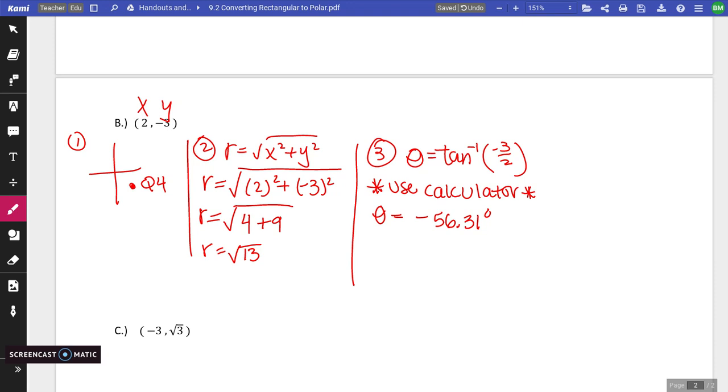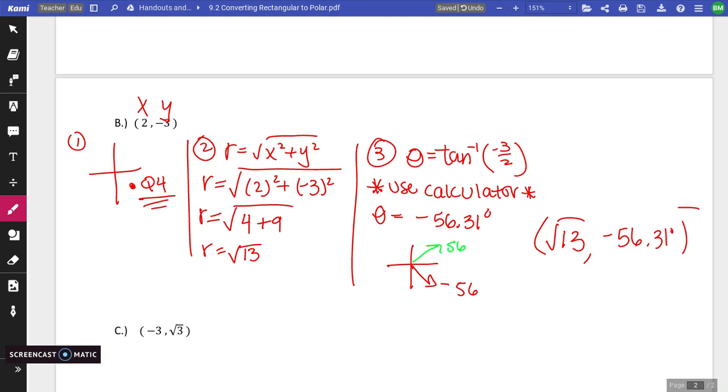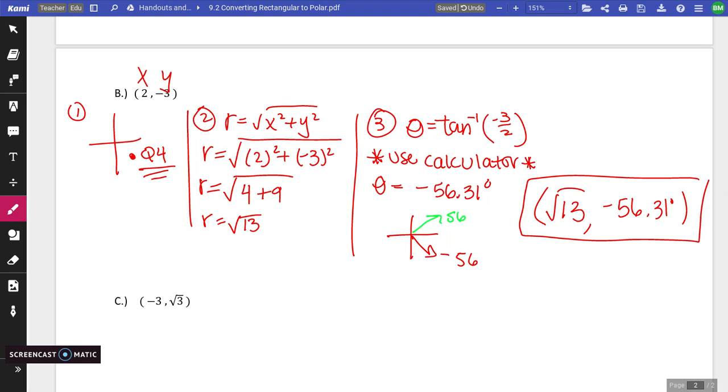So again, I need to check that this is in the right quadrant. So this is a negative angle. So like we talked about before, negative and positive angles are above and below each other. So positive 56, we know that's in quadrant 1. So negative 56 should be right below it in quadrant 4, which is what we want. So I'm good to go. Root 13 and negative 56.31 degrees would be an acceptable answer. There's actually many answers you could give for any of the polar points, but this would probably be the easiest one to list. Let's try one more together here.